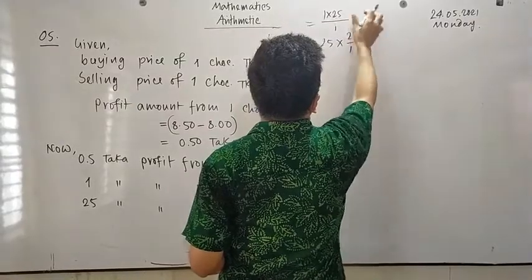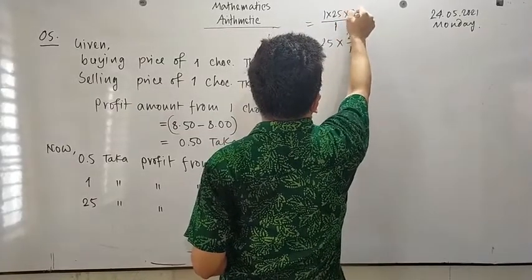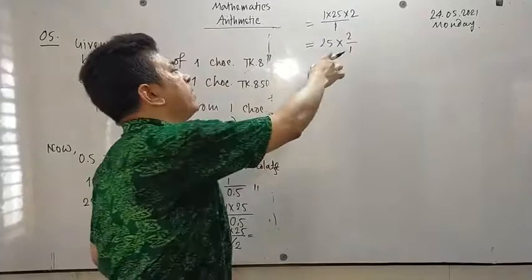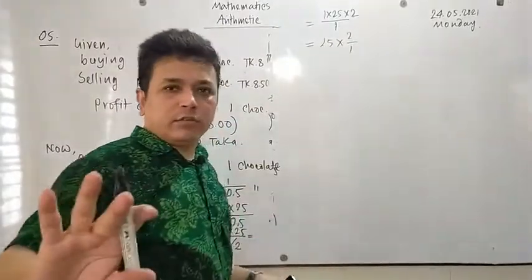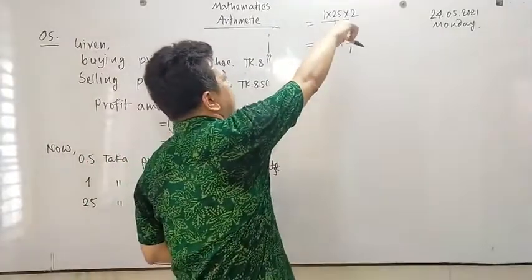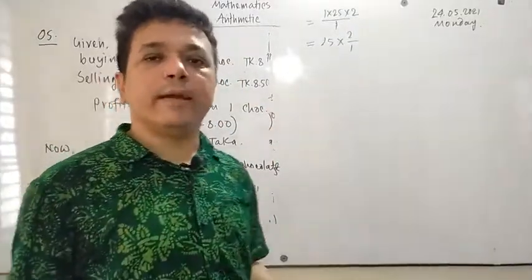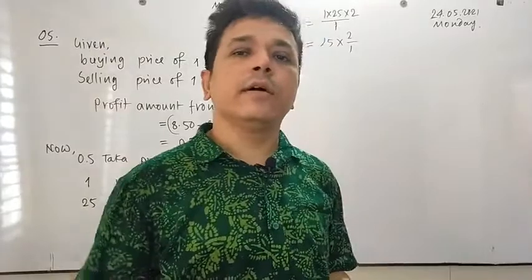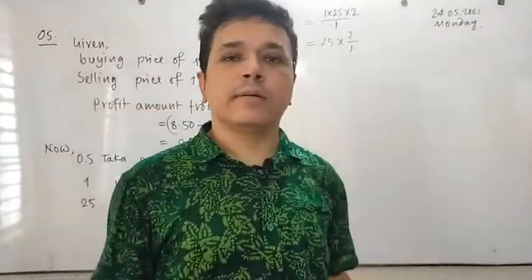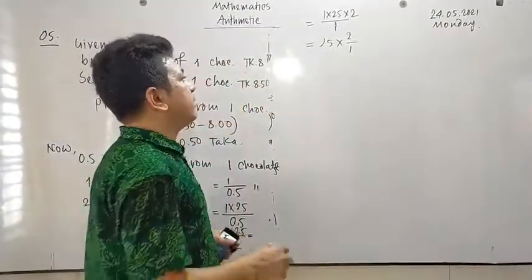You can write here 1 into 2. You can write this way also, 25 into 2 by 1, it's also fine, and 1 into 25 into 2, it's also fine, because in the denominator place, if we get any fraction, the fraction becomes reversed. Okay, my dear students, I hope all of you understood.